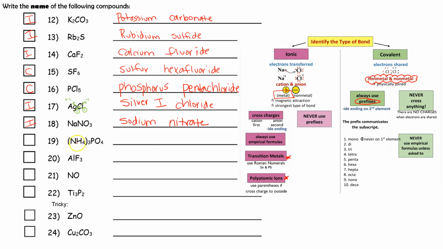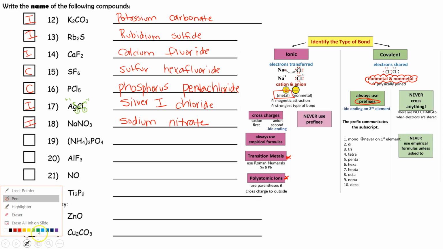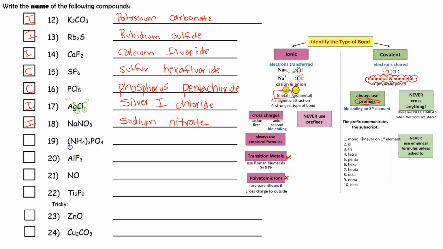Number 19, I do see that nitrogen, hydrogen, phosphorus, and oxygen are all nonmetals. However, one of the interesting things about these nonmetals is that they are all polyatomic ions. So I've got one polyatomic here, that's ammonium. So I'm going to name that polyatomic ion ammonium. And I'm going to see another polyatomic ion, phosphate. So we're simply going to name those cations and anions because this is an ionic compound. Let's go to number 20.